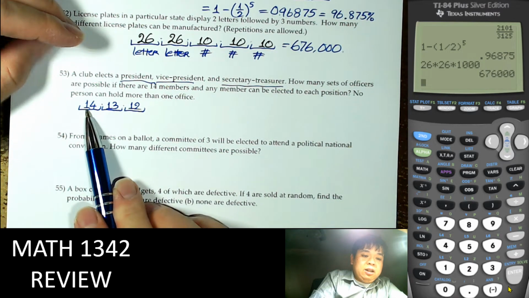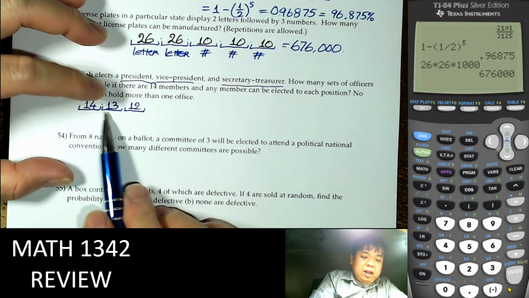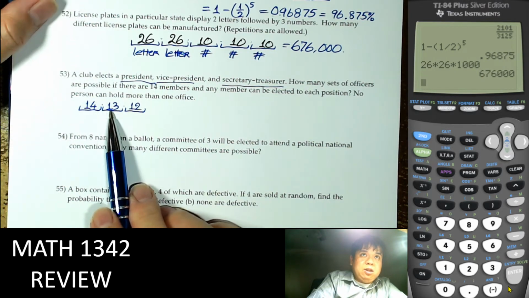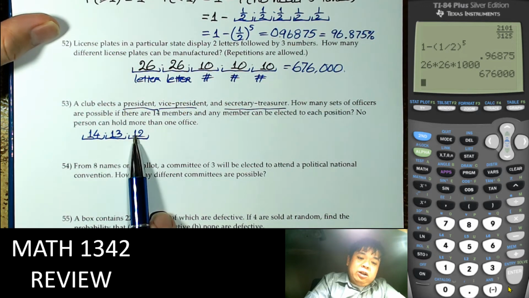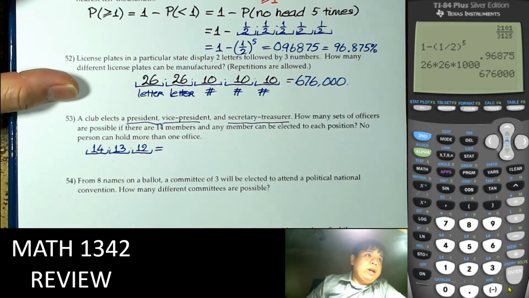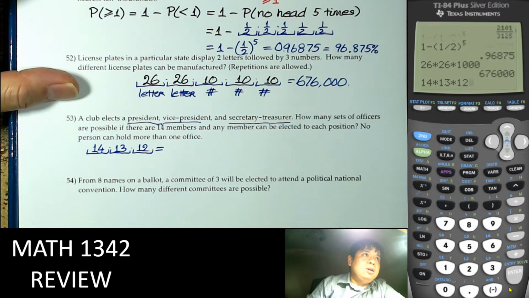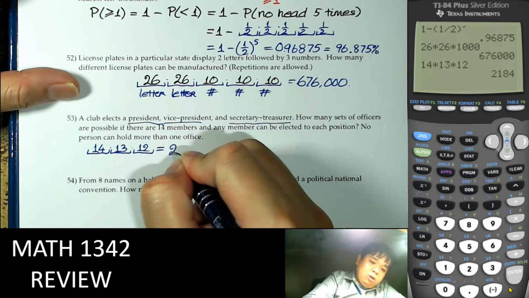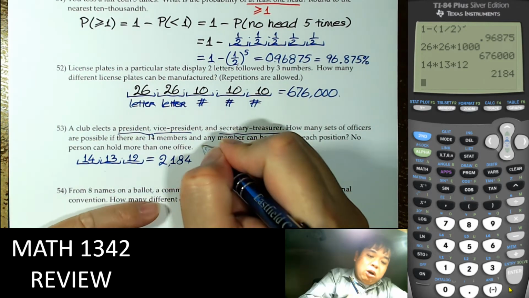So one of 14 to be president, and then there will be 13 people left to be chosen to be vice president, and then 12 to be the secretary treasurer. So multiply all of those, we have 14 times 13 times 12, 2,184. That's one way to do that.